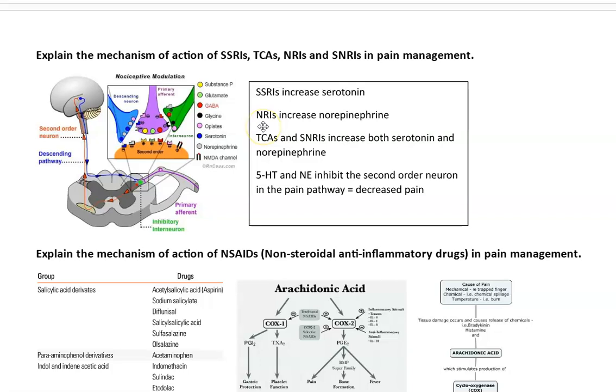You can also use norepinephrine reuptake inhibitors to increase the presence of norepinephrine. So you see here this gray, you have norepinephrine, which is represented here as acting presynaptically and postsynaptically as well to inhibit pain signal. So one of the things you also have, those tricyclic antidepressants and selective serotonin and norepinephrine reuptake inhibitors. Sorry, that's what the S means here. So those are going to act both on serotonin and norepinephrine.